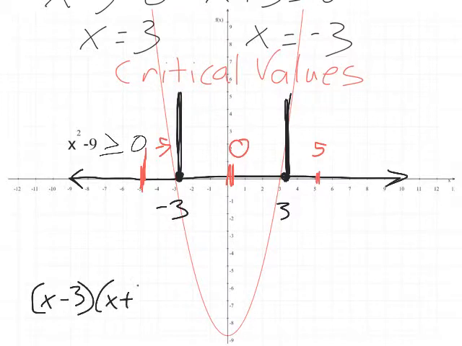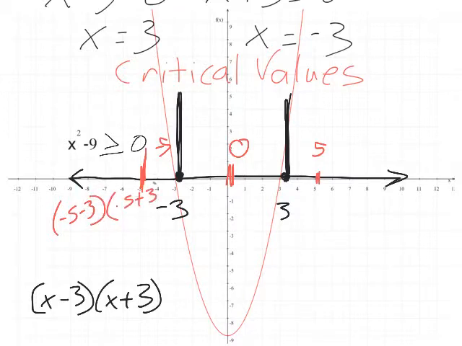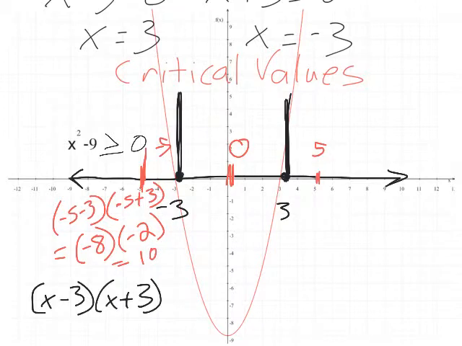You don't have to use the factored form. You can use the x squared minus 9 if you'd rather. And we plug those test points directly back into this. So if I plug in that negative 5, that's going to give me negative 5 minus 3 times negative 5 plus 3. Okay, let's see what that gives us. Negative 5 minus 3 is negative 8, and negative 5 plus 3 gives me negative 2. So that's going to give me a positive 10. So we get a positive interval right there.